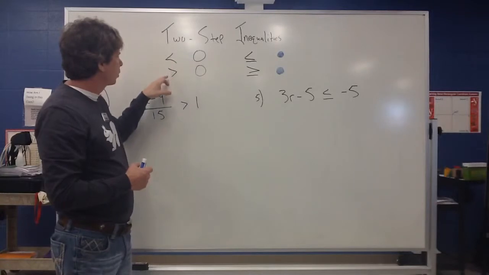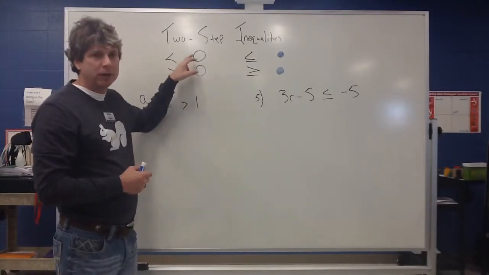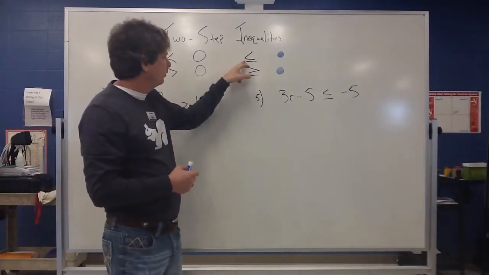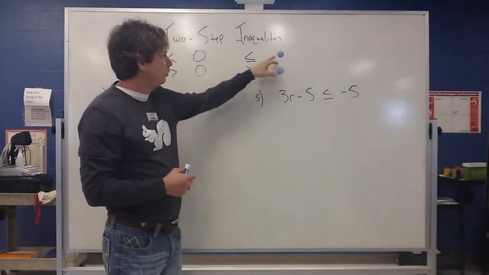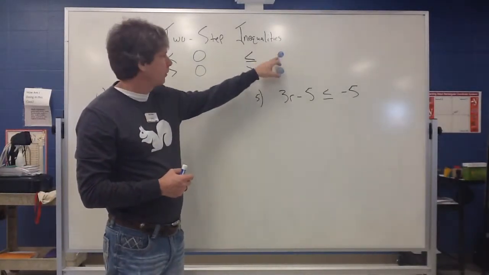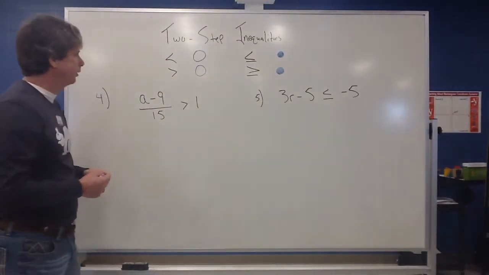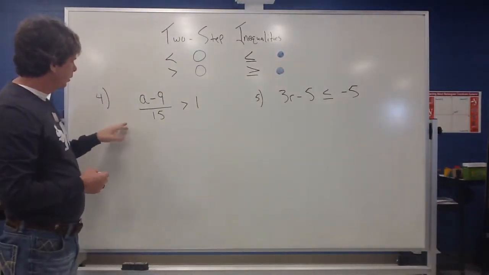if it's a less than or greater than, we call those open-ended, which in other words we use what we call this open circle. Less than or equal to, greater than or equal to, we use what we call a closed-ended. We use a solid dot there to represent that solution's part of the answer. So let's look at this first inequality.